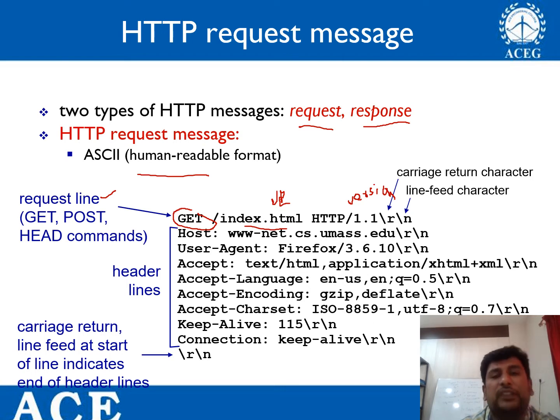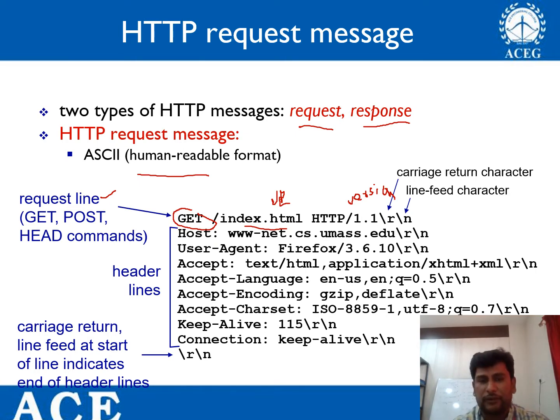The first one is the URL from which you are trying to extract the data, which is called the host, and the user agent is the browser you are using on your system to display the contents. For instance, I am using Firefox 3.6, so that will be mentioned. And here you will have the accept text, then the different types of encoding schemes which have been used, the connections established, and finally the carriage return and line feed characters.